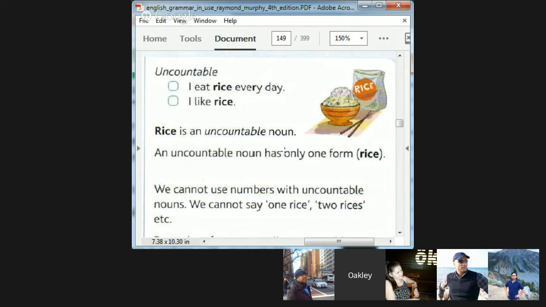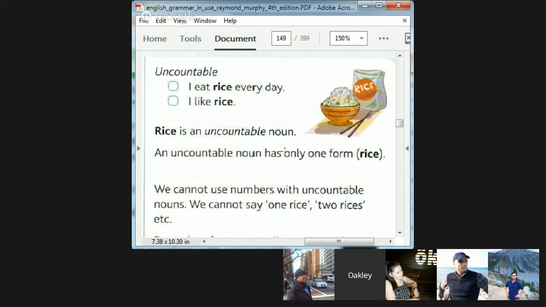So here we are. Countable and uncountable. An example of an uncountable noun would be rice. I eat rice every day. I eat a banana every day. I eat rice every day. It's uncountable. Now, if I want to count rice, I can by using another noun, a grain of rice. That's one little tiny piece of white rice is a grain of rice. But now I'm counting grains, 3 grains of rice.